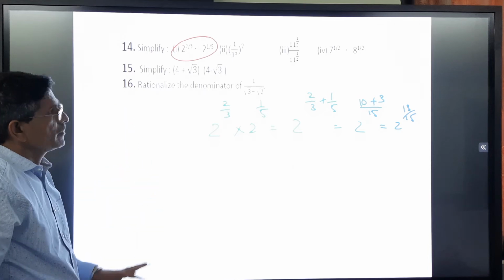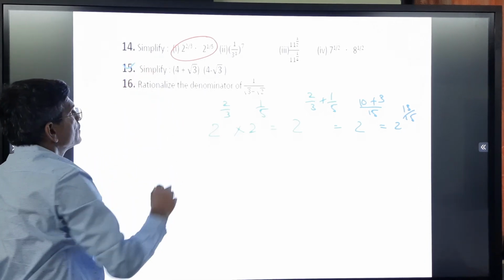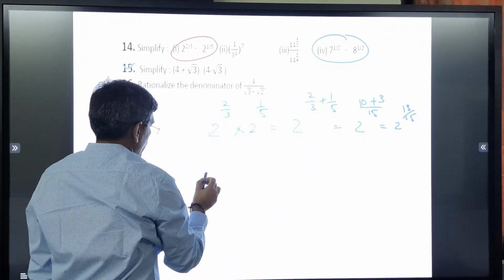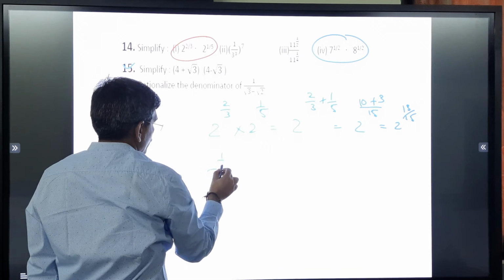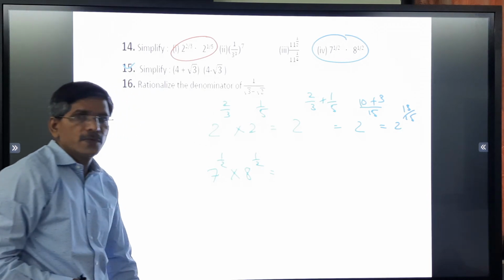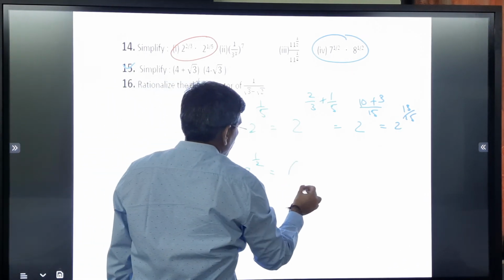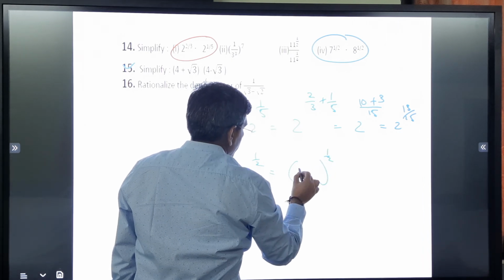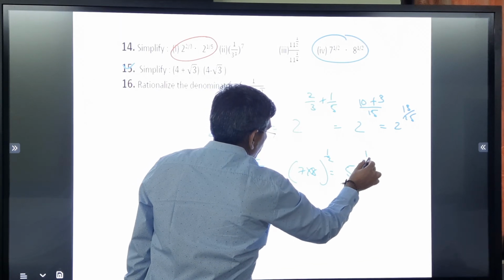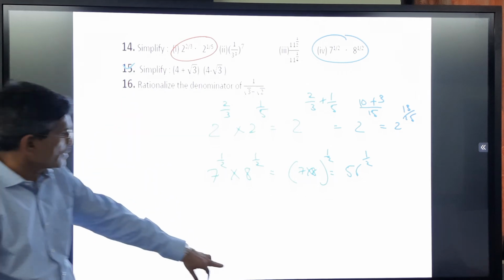So these are all the example based sums are there. Again that sum already we have completed 15 sum. Let me see this type of sum. 7 to the power 1 by 2 into 8 to the power 1 by 2. Now power is same. When power is same but numbers are different, we have to make a common. That is 7 into 8. That is 56 to the power 1 by 2. That is the answer.